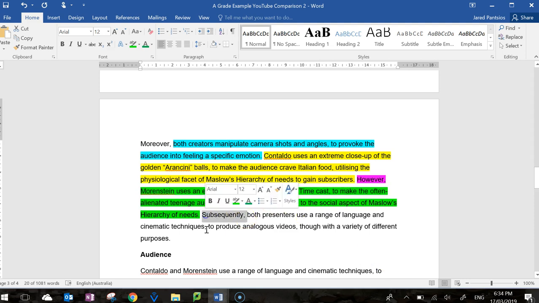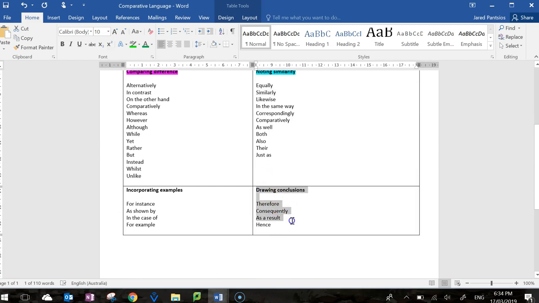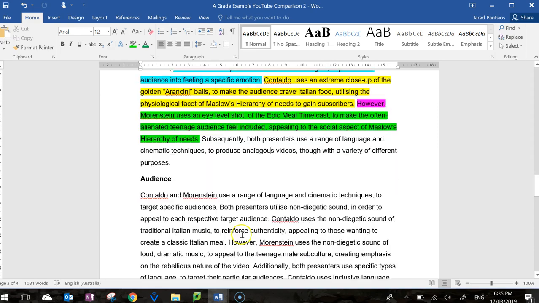Subsequently, so there's a nice little connective that concludes, so don't forget that you have these drawing conclusion connectives to help with each of your concluding sentences. Subsequently, both presenters use a range of language and cinematic techniques to produce analogous videos with a different variety of purposes. Analogous means in terms of an analogy, which it does, but it also doesn't work here. So don't always right-click synonyms that word.